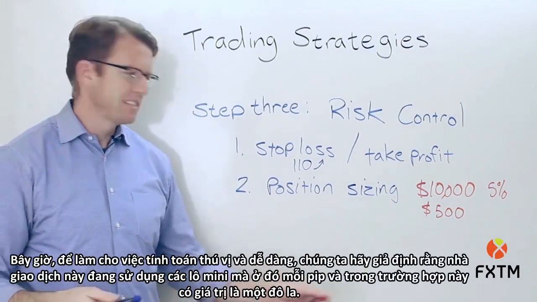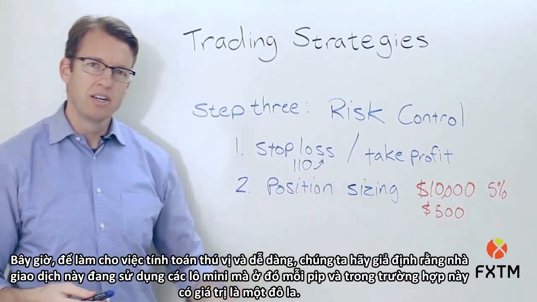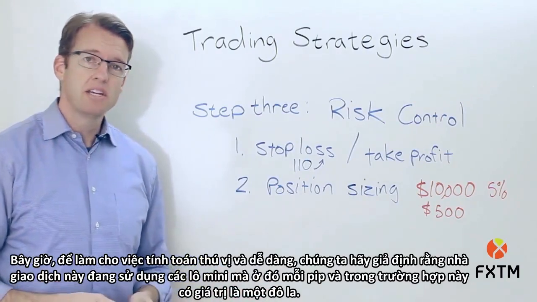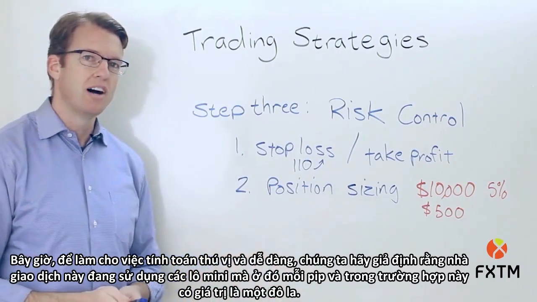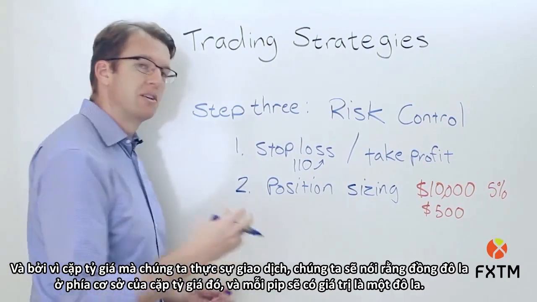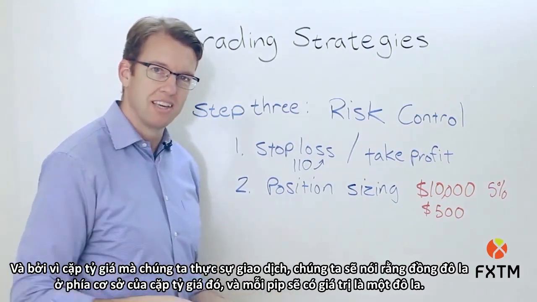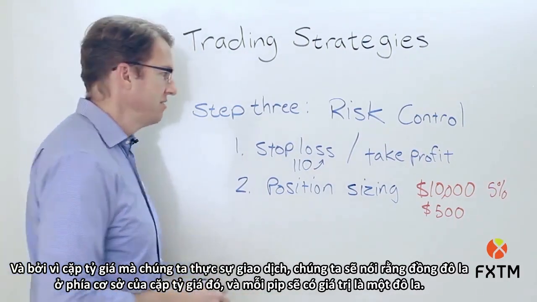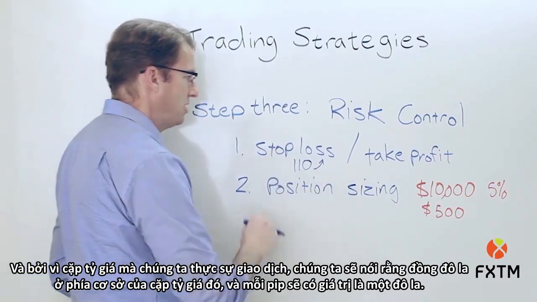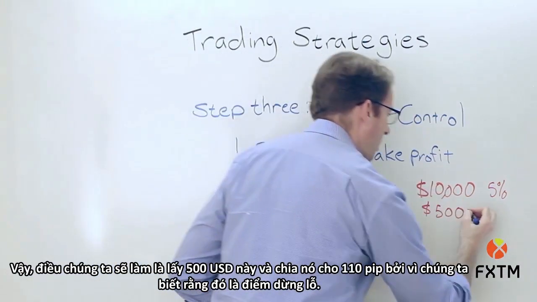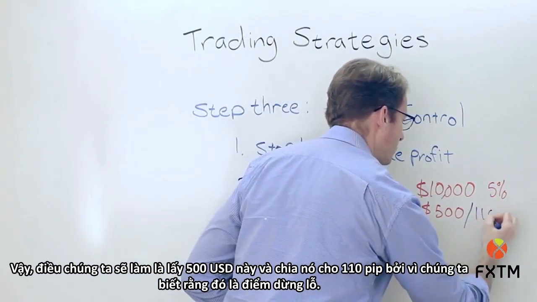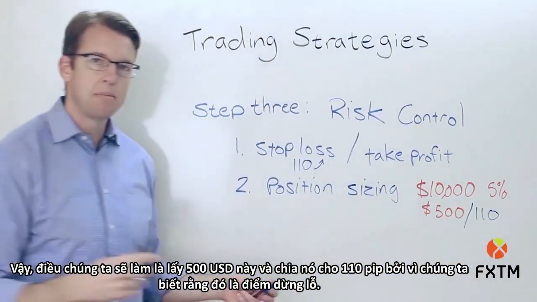Now, to keep our math nice and easy, let's say that this trader is using mini lots where each pip, in this case, is worth $1. Because of the currency pair they're actually trading, we'll say that the dollar is on the base side, so each pip will be worth $1. So what we would do is take this $500 and divide it by 110 pips, because we know that's where the stop loss is.